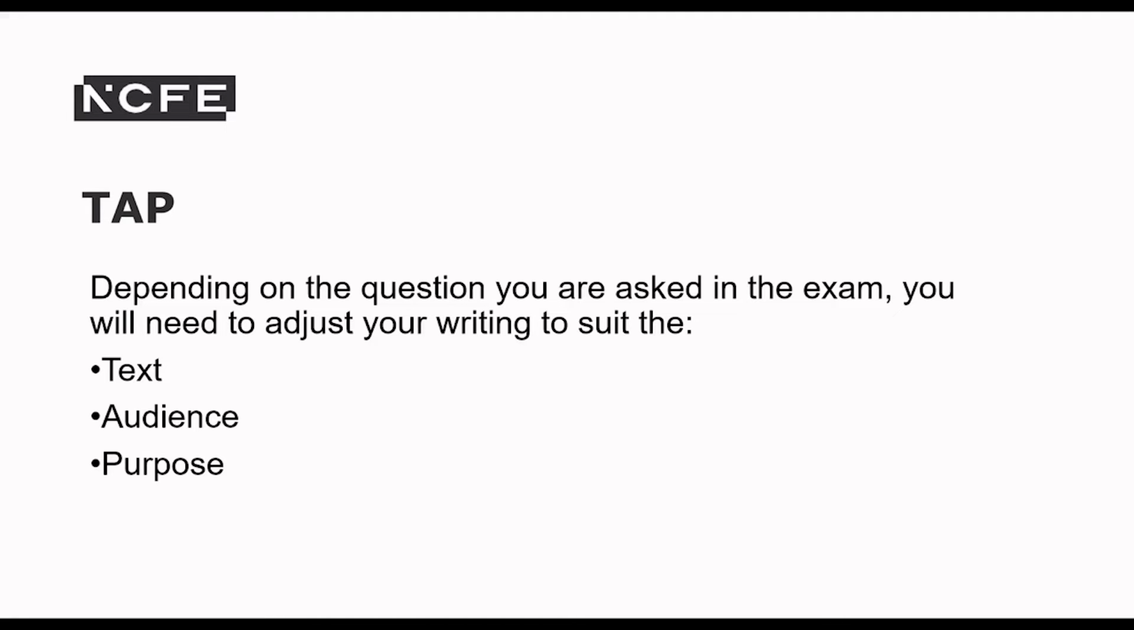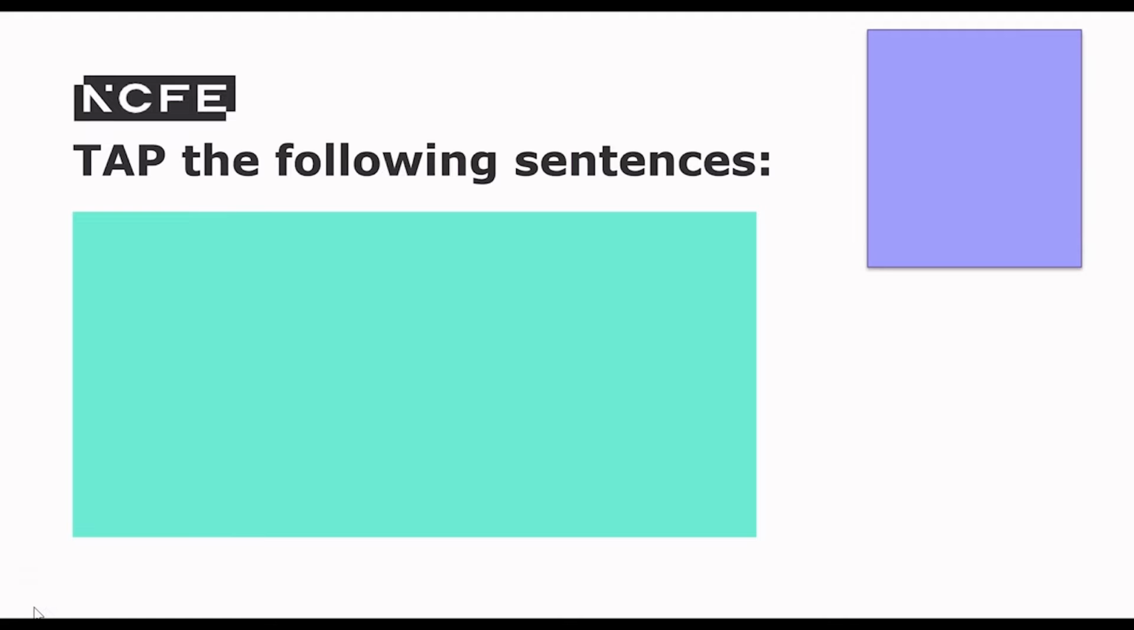And one way to do this is to TAP the text, a technique I've used a lot with my learners in the past. So before starting anything, what you would do is write down the text type you were about to write, the audience who will read it, and the purpose of the writing. So let's TAP the following sentences.